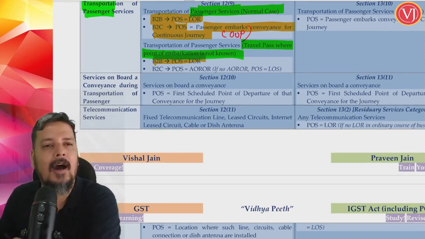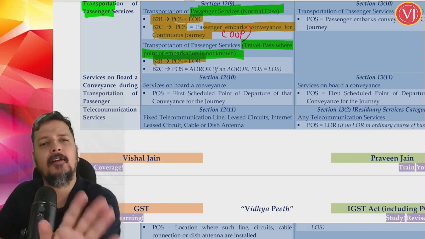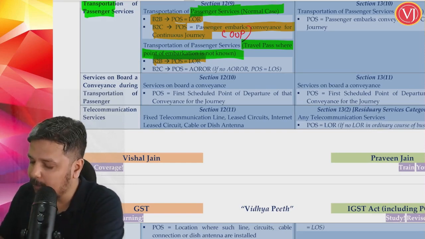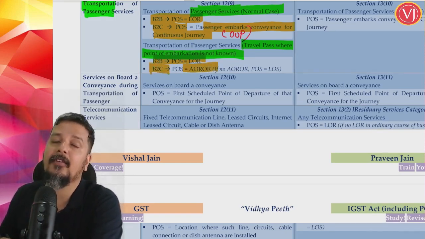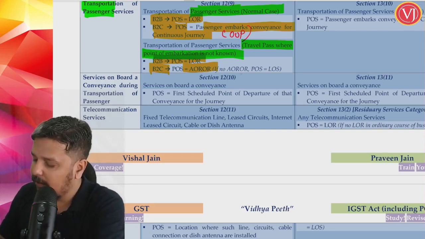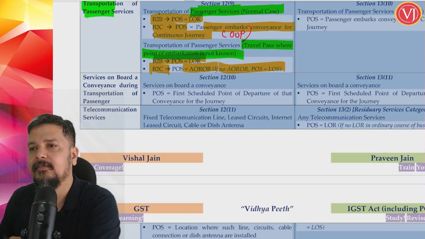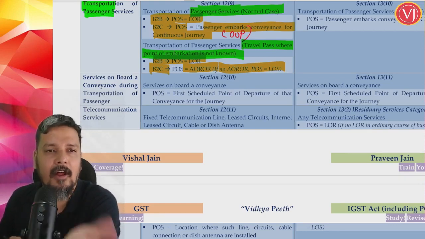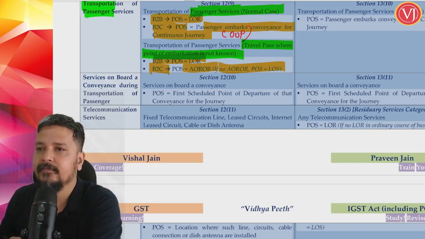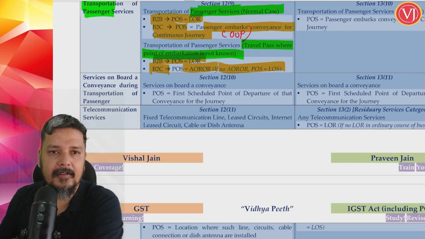It will be LOR. Whether it is a normal case or special case, B2B, they want to give you the credit, it will be LOR. But with respect to B2C, it will be the address on record, address of the recipient on records. If not available, go with location of supplier. So B2B, whether it is a normal case or a pass case, the answer is very simple. It is location of recipient.